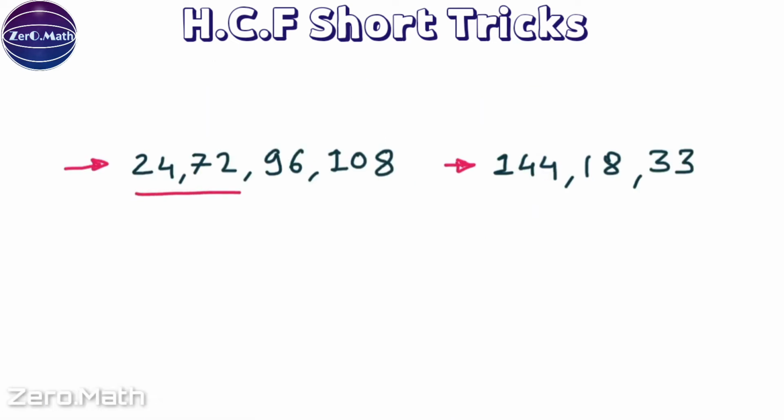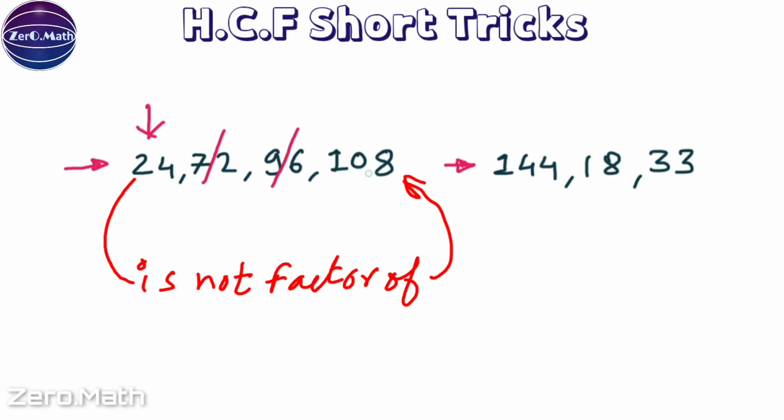Let's find out the HCF of 24, 72, 96 and 108. So let's find out the lowest number, which is 24. Now check whether 24 is a factor of 72. Yes. Is it a factor of 96? Yes. Is it a factor of 108? No. 24 is not a factor of 108. So the HCF of 24 and 108 is going to be our answer.